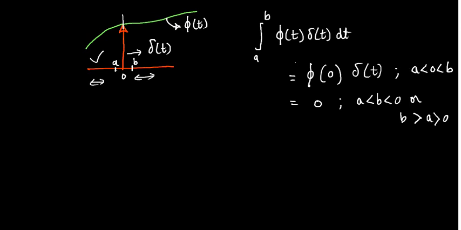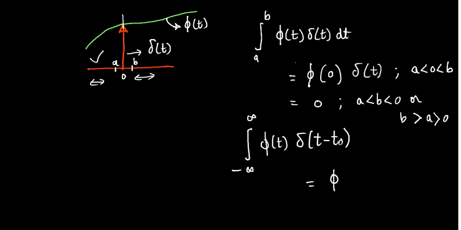Now, your question comes. I'm saying that if phi of t is multiplied by the shifted version, del of t minus t naught, in that case, this will be phi of t naught del. Is it okay? So this is what I mean to say.